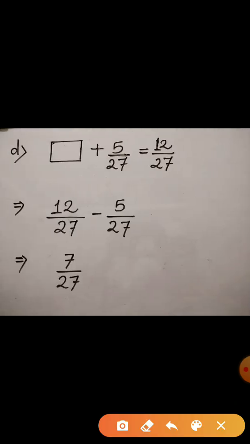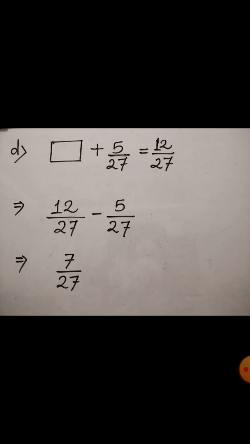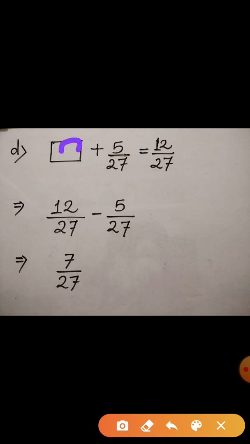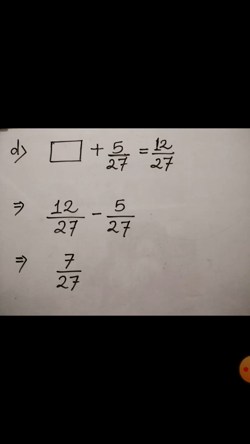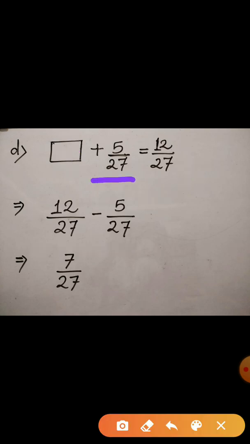And now the last one, missing fraction plus 5 by 27 is equal to 12 by 27. Now here to find out the missing fraction, we can shift this fraction to the right hand side. So it will be 12 upon 27 minus 5 upon 27, right? As this fraction is given here in plus, so when it goes to the right hand side, it will be in minus.